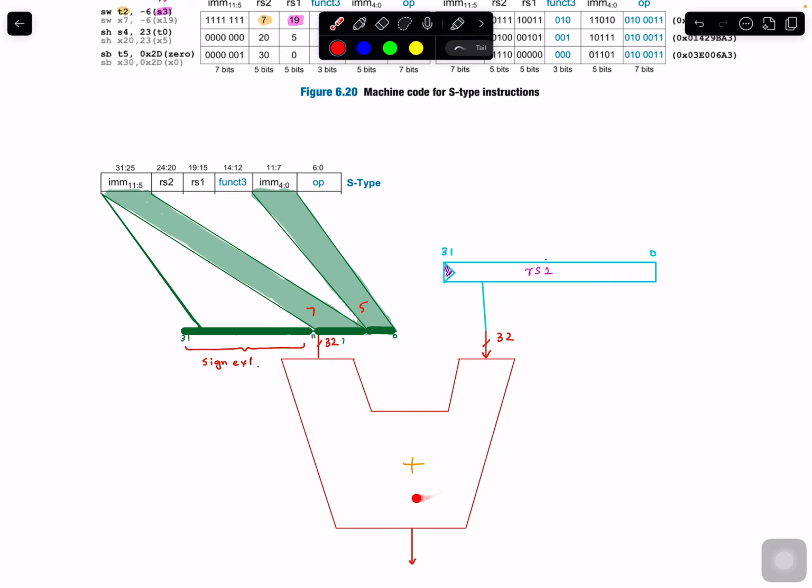We need to add an immediate, and our immediate is a 12-bit signed number. But when we are adding the two, the number that we are feeding in has to be 32 bits, and those 32 bits we're adding. Keep this in mind, this is not a register. I'm just creating a bus of 32 bits, so instead of using this, I'm using this long green solid line. These are individual bits.